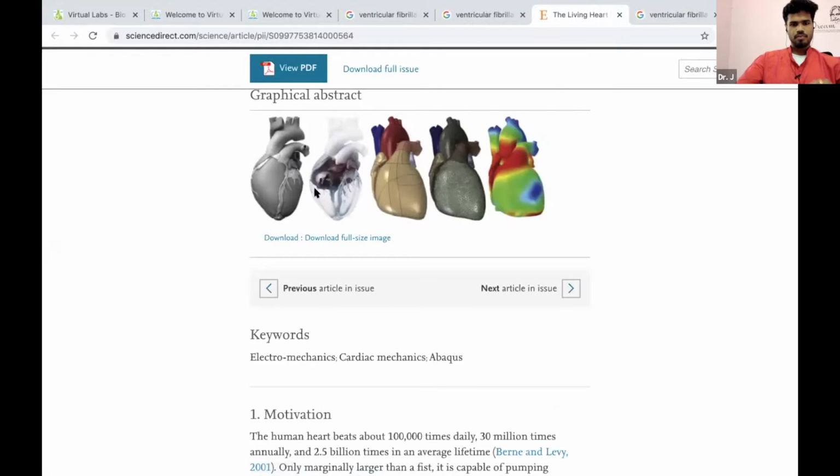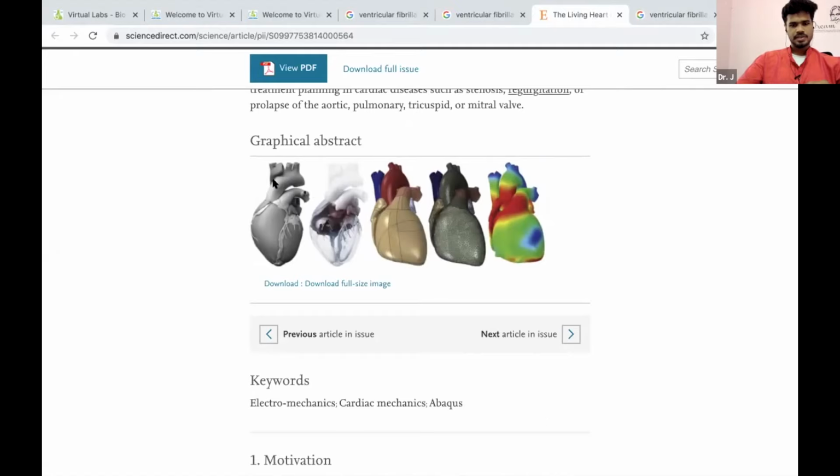Okay, we have four hearts here. So we have this mesh here, the geometry, just a SolidWorks geometry. It's transparent, shows the walls and internal structures better. Then we have just a surface model of this mesh. Then we have the actual finite element model where we can do simulations.